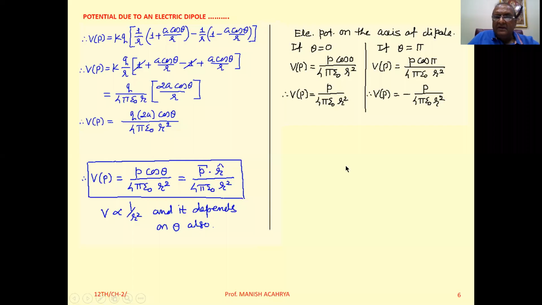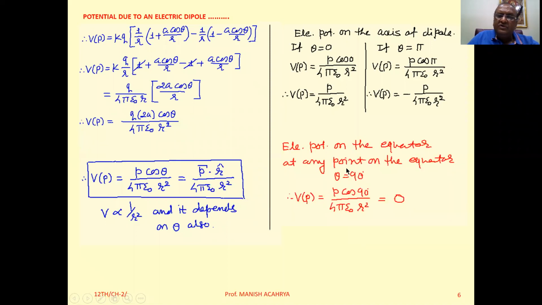Clear? Now potential at any point on the equator. So at any point on the equator or equatorial plane, theta is 90 degree, the angle between the dipole moment and the position vector is 90 degree, and cos 90 is 0. It implies that potential at any point on the equator of the dipole is always 0. Clear to all of you?